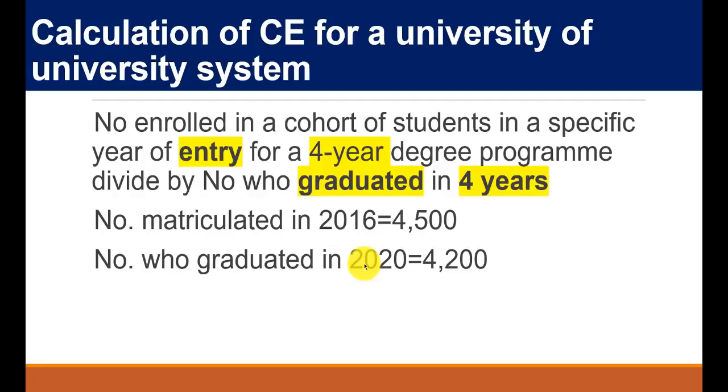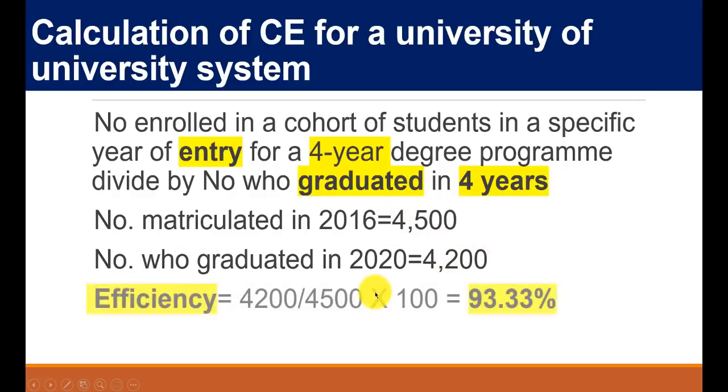You are just computing on the basis of those that you admitted and went through the 4-year program in your university. It's 4,200. So this is the output. This is the input. So efficiency is output over input times 100. So what do we have? Efficiency is output divided by input times 100. That's 93.3% efficient. This is not bad.